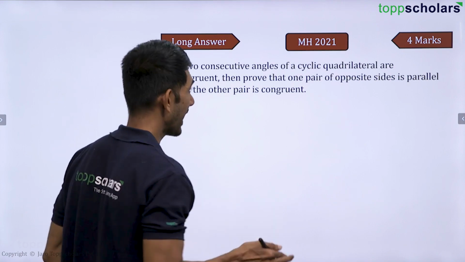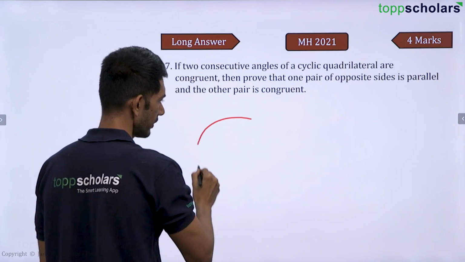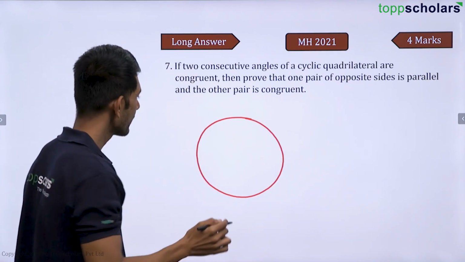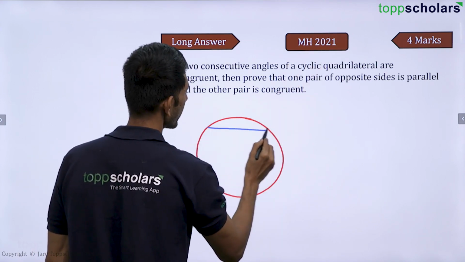So two consecutive angles of a cyclic quadrilateral are congruent. So firstly we need a cyclic quadrilateral. The figure should look like this, a circle. Firstly we need to have a circle. Then we need to have a cyclic quadrilateral. So definitely there should be a quadrilateral inside it.